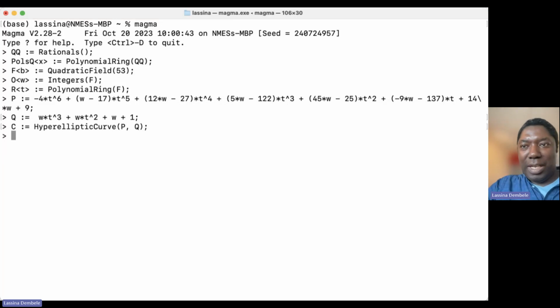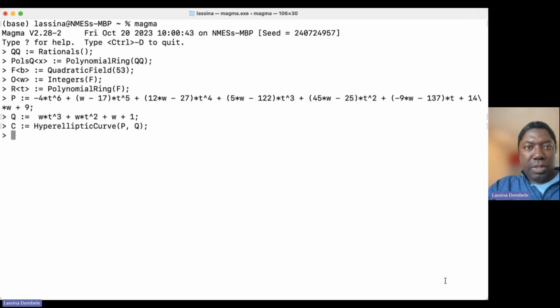The curve that I'm going to show you is defined over Q(root 53), and it's given by this hyperelliptic polynomial, which you already have in your lecture note. And I already defined the curve. So if we compute what is called the conductor of the curve, you get this ideal.